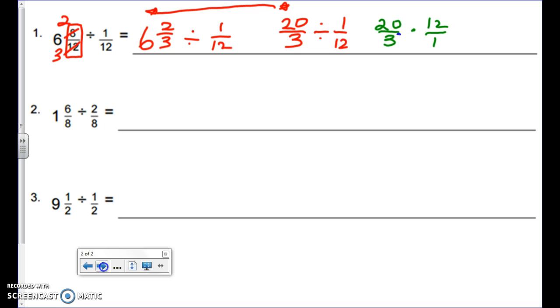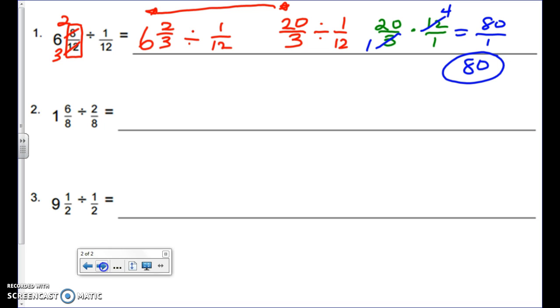Now the only thing I see I can cross reduce is the 3 and the 12. 3 goes into 3 once and into 12 4 times. All that's left now is multiplication straight across. 20 times 4 is 80. And 1 times 1 is 1. 80/1, the best answer is 80. 80 divided by 1 is 80 still.